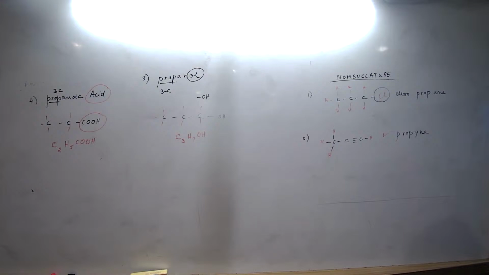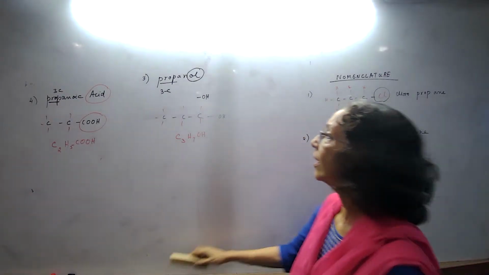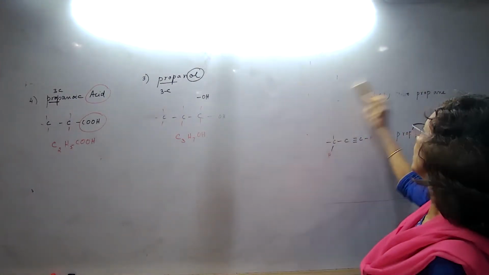Understood, no? So I'm just using only those 3 carbons and giving you different variations. Did you get it? Next one. Acetic acid is ethanoic acid.